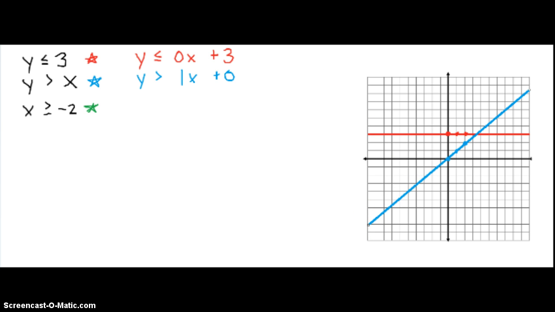And finally, our green equation does not include a y variable, but we can see that x is always going to be equal to -2. So that's going to give us a vertical line. So let's go ahead and plot our points. x is always equal to -2, so we'll just plot some points on x equals -2 and put our line there.